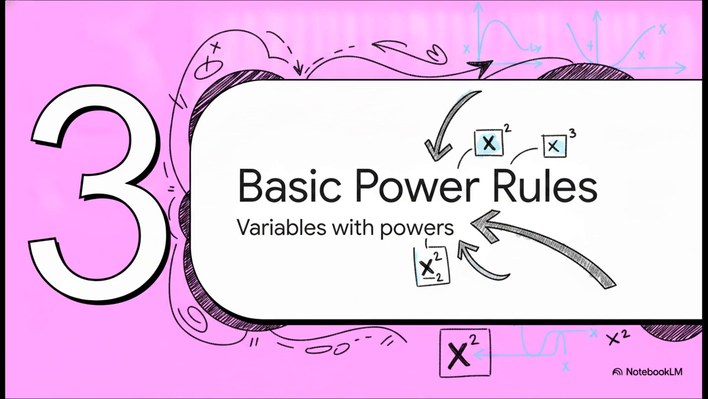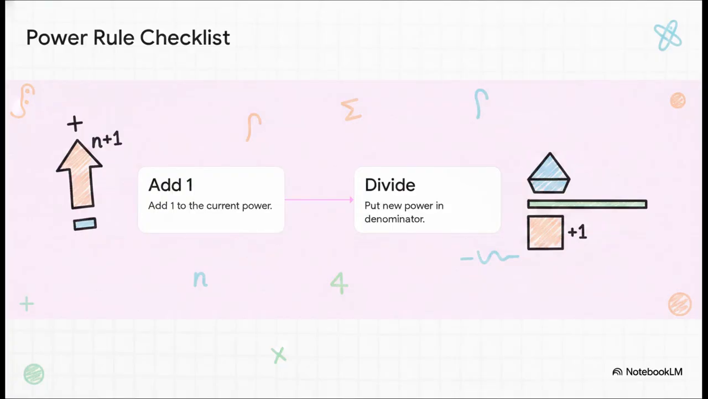Let's move to the most common scenario you're going to encounter in physics, which is variables with powers. Remember how in differentiation you pull the power down and subtract 1? Well, scratch that, forget it for a moment. For integration, instead of memorizing some confusing formula, just remember this really simple 2-step mental checklist for the power rule. Step 1, add 1 to your current power. Step 2, put that exact new power in the denominator.